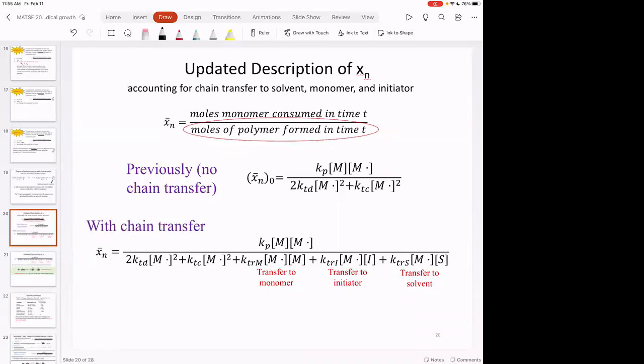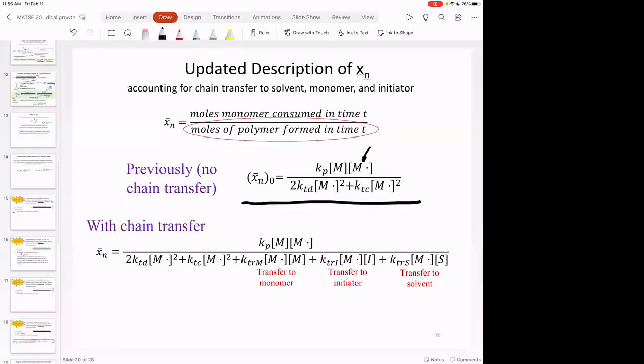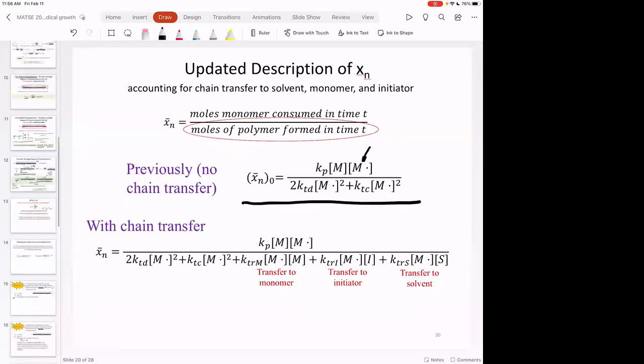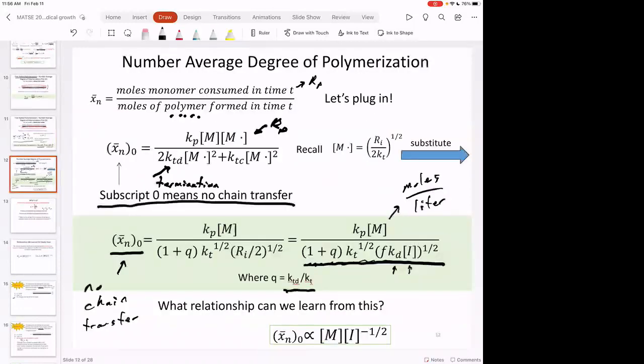So this is with no chain transfer, because this is x bar n0. And what do we do with this m dot? I just wrote this equation, but how do we handle the concentration of m dot? We have an expression for that, right? And we can simplify. You'll see this equation on your equation sheet for the exam, but you'll also see this equation, x bar n0 equals all this other stuff that we know, because we have just substituted in our expression for m dot and simplified.